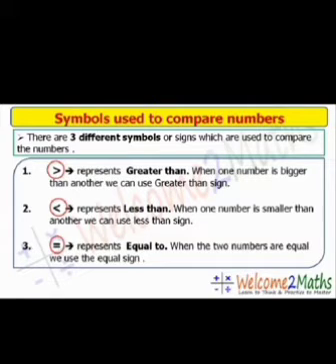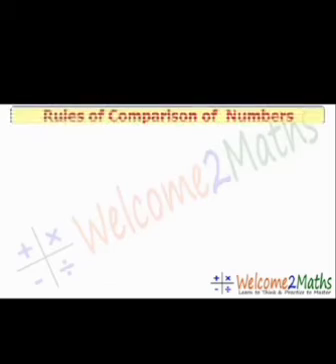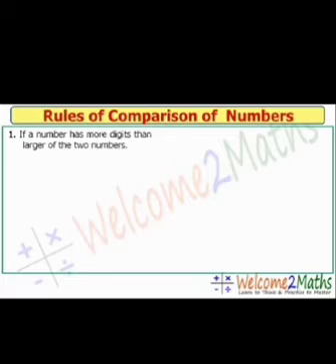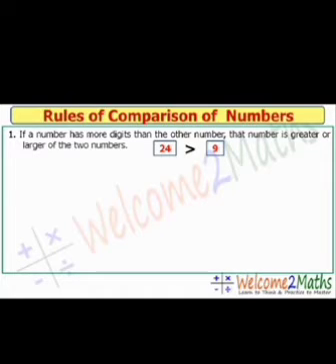Now the most important thing, that is the rules of comparison of numbers. So let's see rule number 1. If a number has more digits than the other number, that number is greater or larger of the two numbers. So let's see one example. We can see here the two numbers 24 and 9. The 24 is a 2-digit number and 9 is a 1-digit number. So obviously 24 is greater than 9.